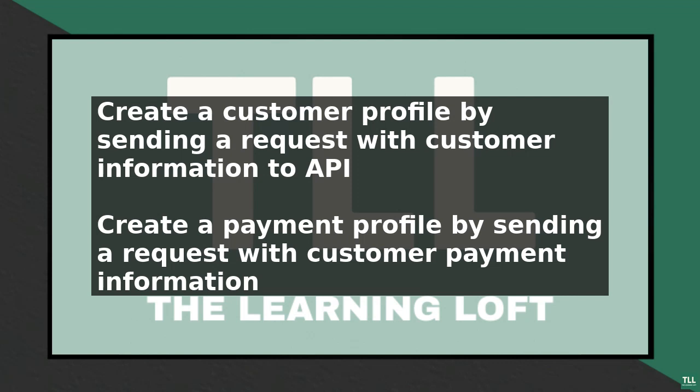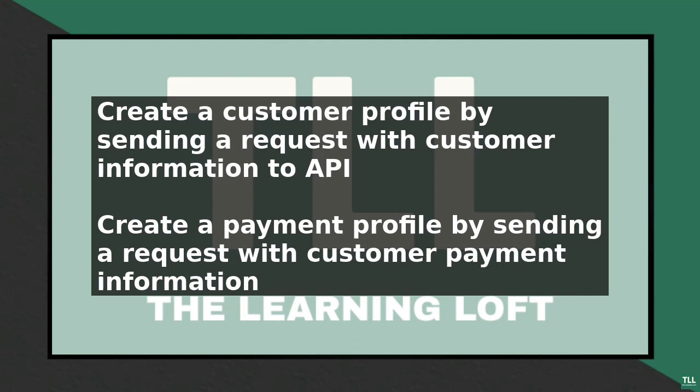To charge a customer's card, you need to send a transaction request to the API with the customer profile ID, payment profile ID, and the amount to be charged. The API will then process the transaction and return a response indicating whether the transaction was successful or not.